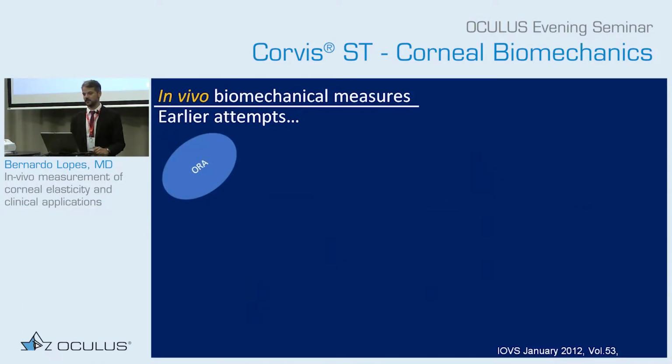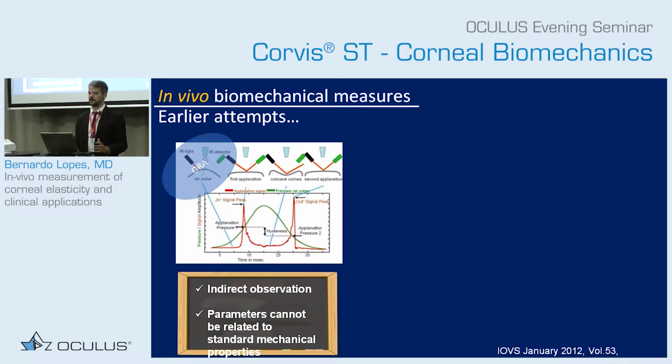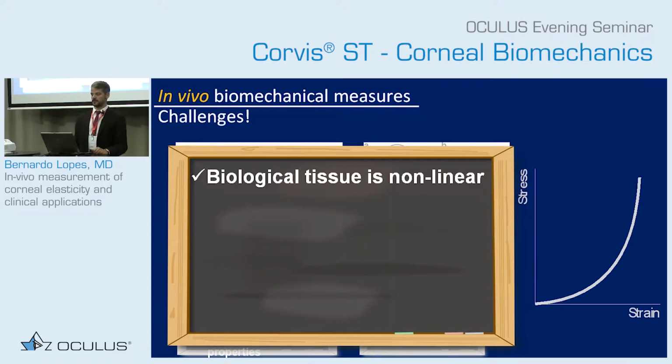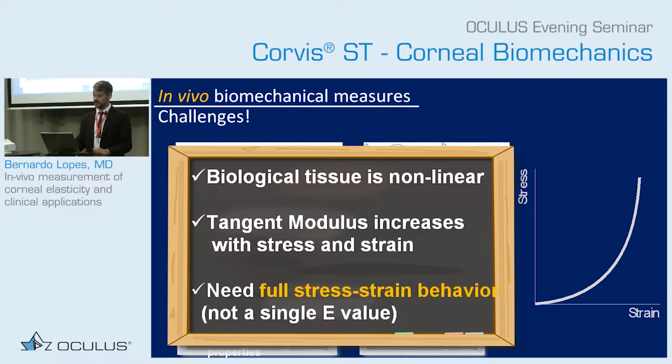In order to be applicable in clinics, we need to measure it in vivo. We have the first attempt, the Ora, but it's an indirect observation. These parameters cannot be related to direct mechanical properties. More recently we have Brillouin microscopy, which is a direct measurement of stiffness, but it's just in a single point. And the problem is that biological tissue is not linear. The tangent modulus increases with stress and strain. So we need the full stress-strain behavior, not just a single value. Especially if we could get a single value that gives the full curve, it would be even better.